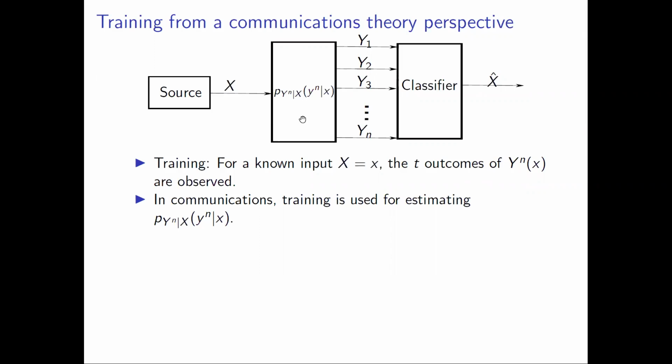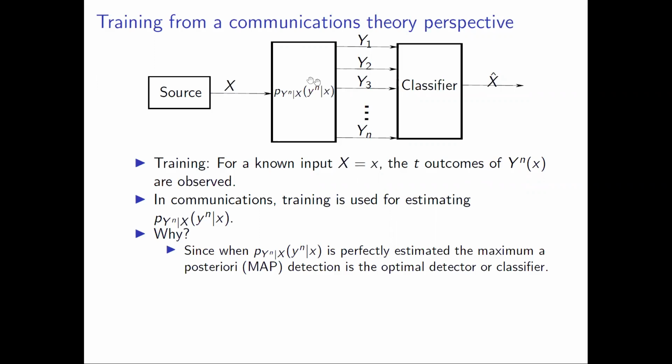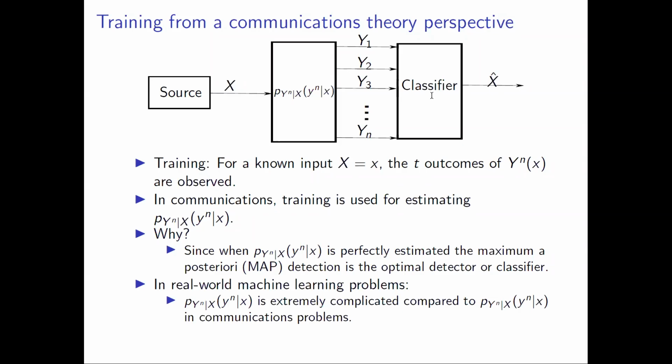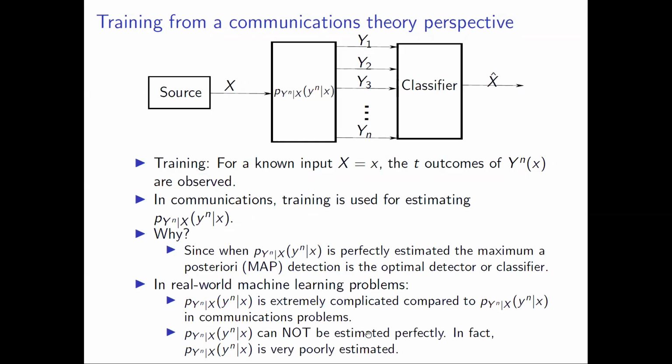And why do we do that? Because when we estimate this channel, then the optimal detector, or in this case, classifier, is known. It's the maximum a posteriori classifier. However, in real-world machine learning problems, this conditional distribution is first extremely complicated compared to the distributions or the channels found in communications problems. And secondly, it cannot be estimated perfectly. It can only be estimated perfectly when t goes to infinity.